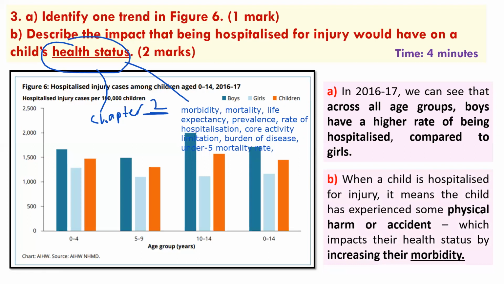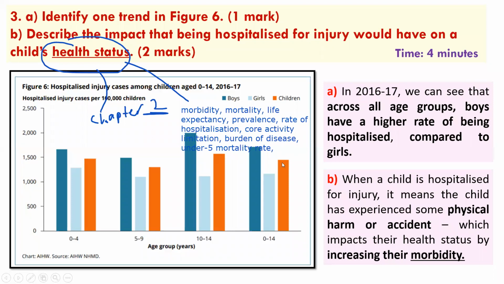So I've written, when a child is hospitalized for injury, it means the child has experienced some physical harm or accident, which impacts the health status by increasing their morbidity. Morbidity does refer to physical harm or illness or injury or disability. You could have even said that if a child is hospitalized for an injury that's serious enough, and they die as a result of that injury, that contributes to increased mortality, which is death.